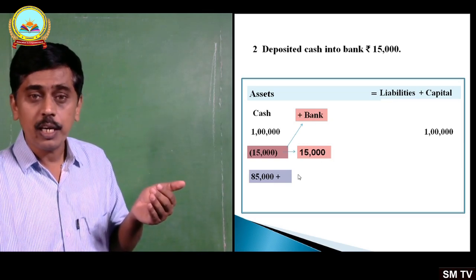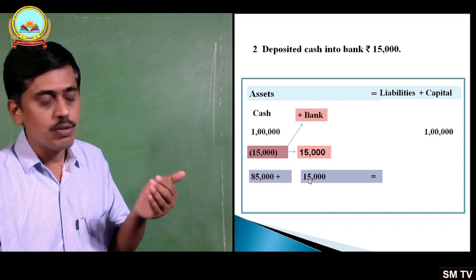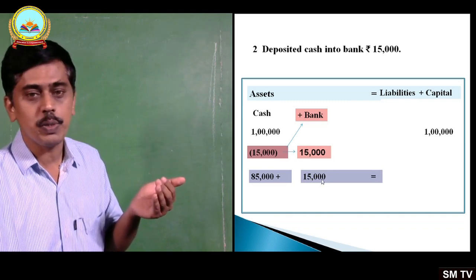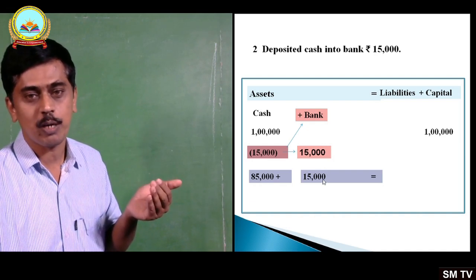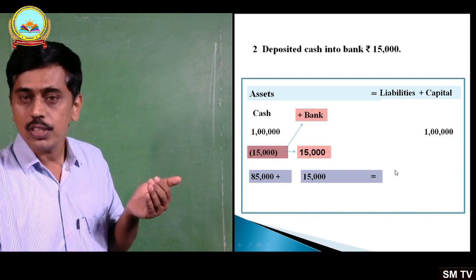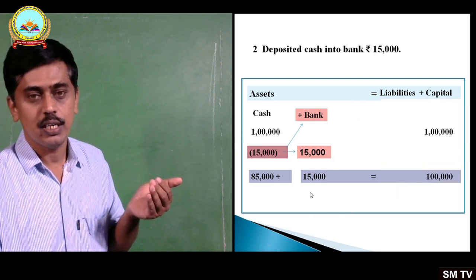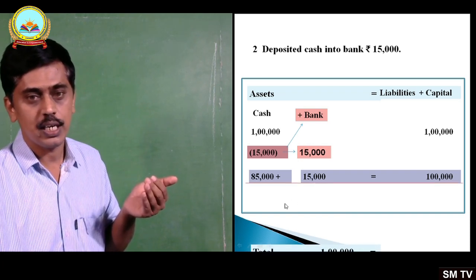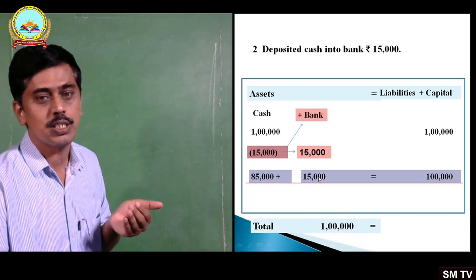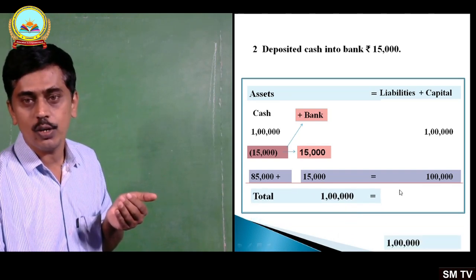Whereas the bank balance, the bank account is opened now, so the bank balance is rupees 15,000. 85,000 rupees cash, 15,000 rupees bank balance. So no change in the liability side. Now both the sides are equal. You see that 85,000 plus 15,000, how much does it come to? 1 lakh. Liability side, no change.